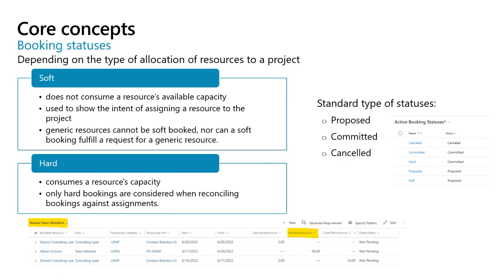Another concept: since companies usually need to use different names for booking statuses, project operations does allow defining customized booking statuses that you can use throughout your projects. However, these statuses will always fall under one of the three standard types, which we see here: proposed, committed, cancelled, and can only lead to soft or hard allocation of a resource to a project.